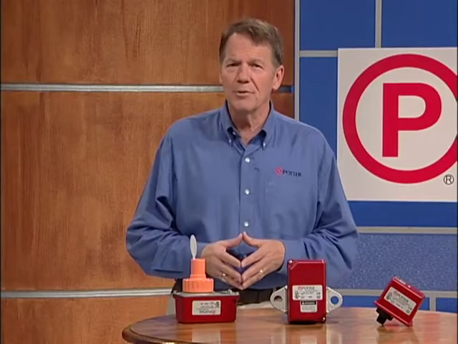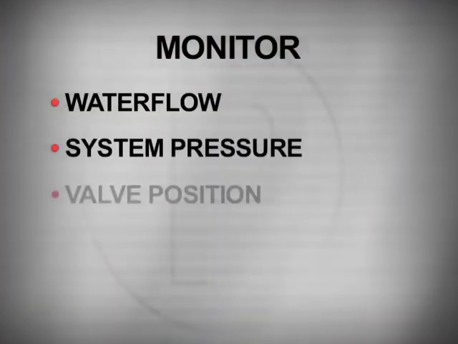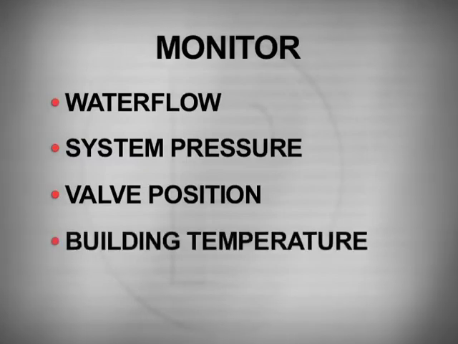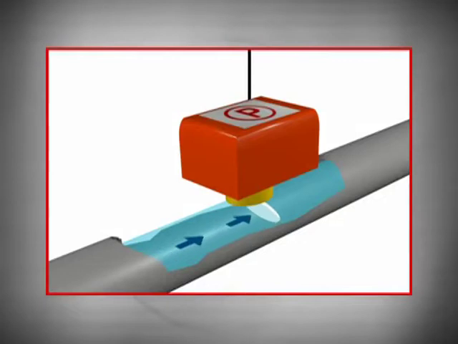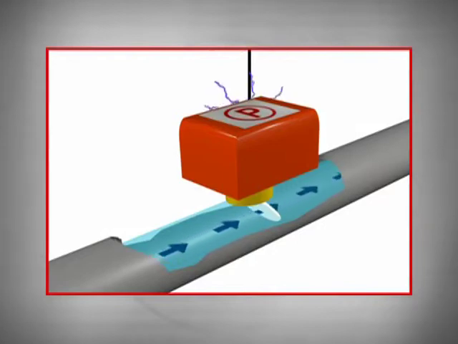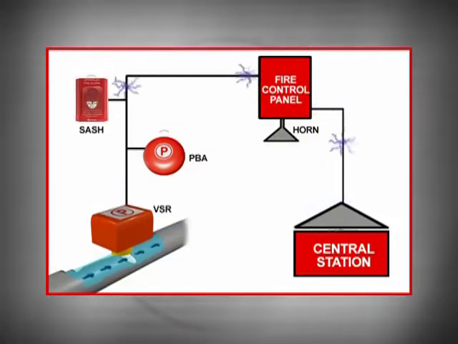Potter sprinkler monitoring products monitor water flow, system pressure, valve position, building temperature, and corrosion activity. Changes in any one of these elements may mean that the sprinkler has been activated and water is flowing through the system, or that there's a problem in the system that could make it inoperable in the event of a fire. In any of these instances, the authorities and building owners are notified so the situation can be corrected.